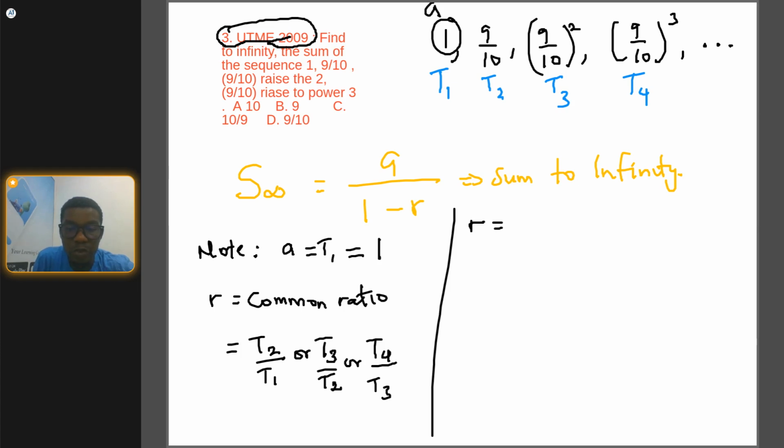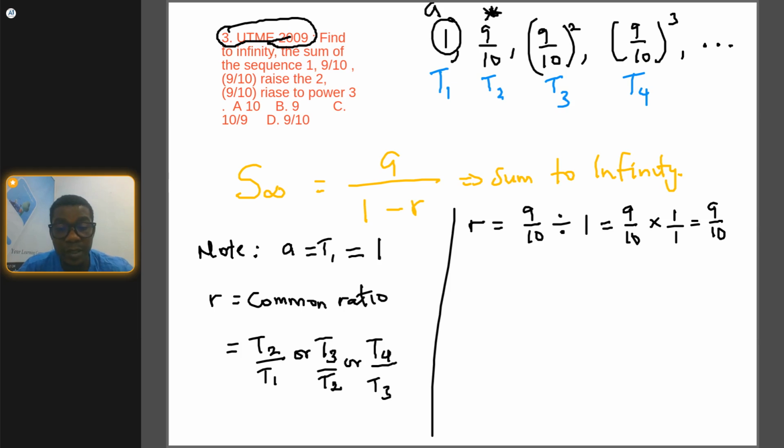R equals T2, which is 9 over 10, then over means division, divided by T1. T1 is 1, so it is 9 over 10 divided by 1. Change the division to multiplication, we have times 1 over 1. When you simplify this, it gives us 9 over 10. So the common ratio for this sequence is 9 over 10.